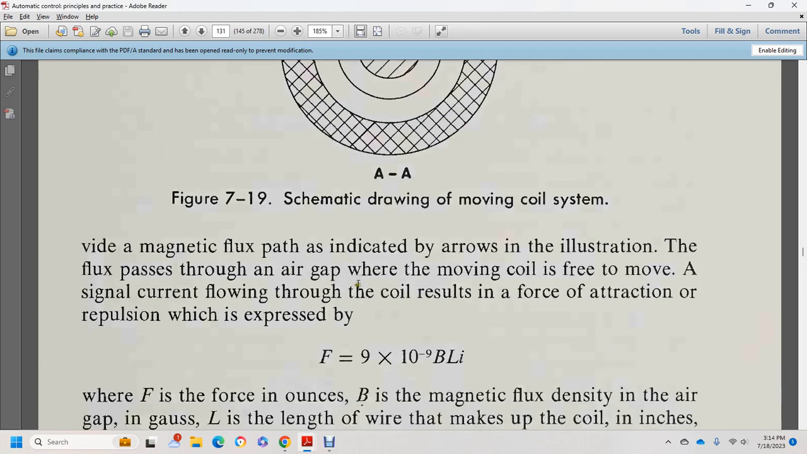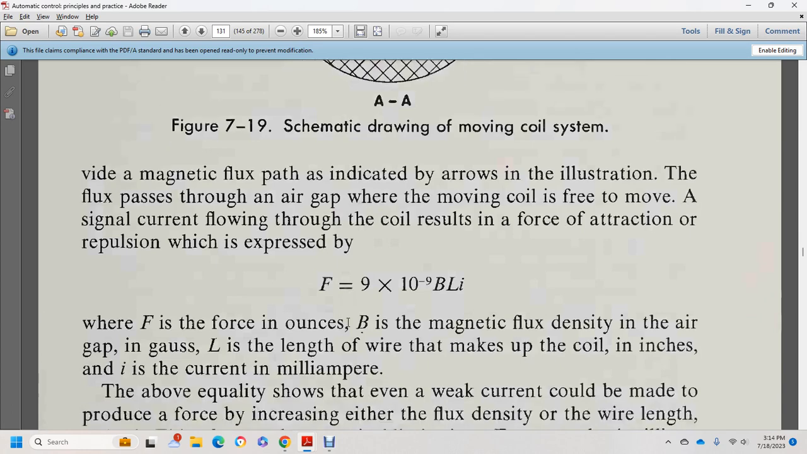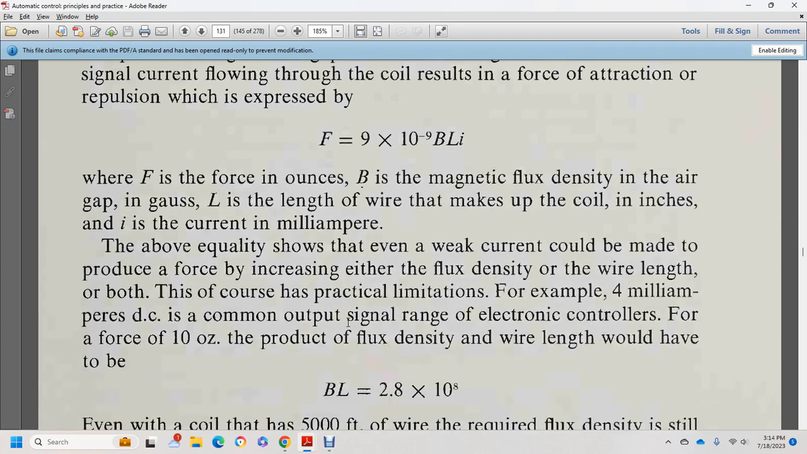The propulsion is expressed as force in ounces equal to 9 times 10 to the minus 9 times B, the magnetic flux density in the air gap in gauss, times the length of the wire making up the coil in inches, times the current in milliamperes. The above equation shows that even a weak current could produce force by increasing the flux density or the wire length, within practical limitations.